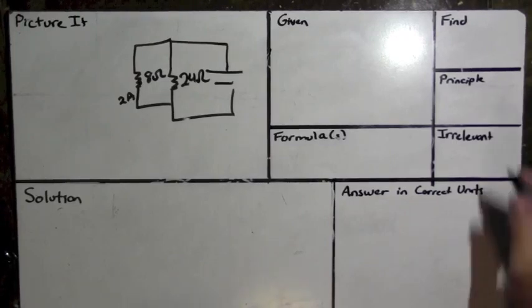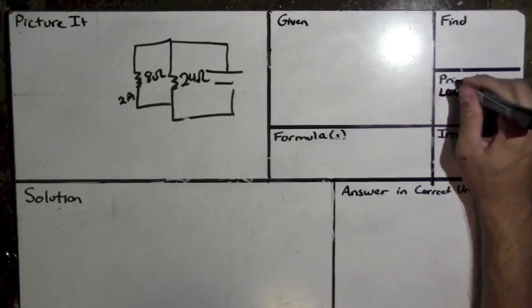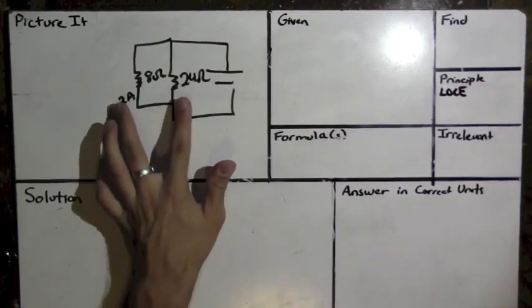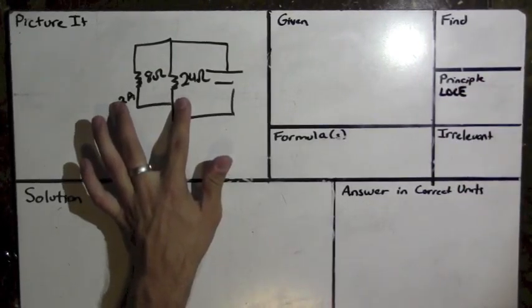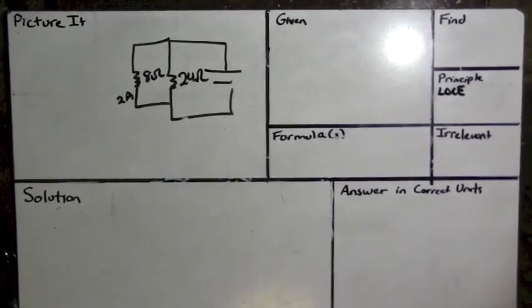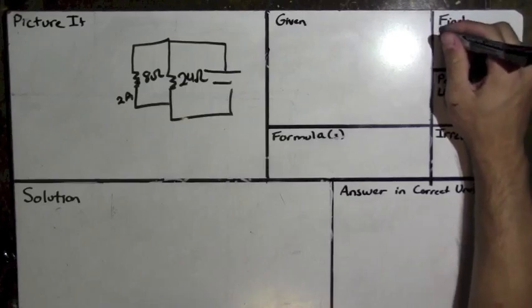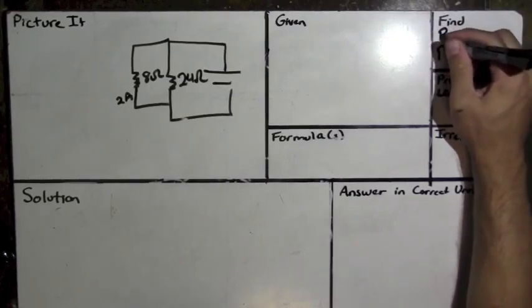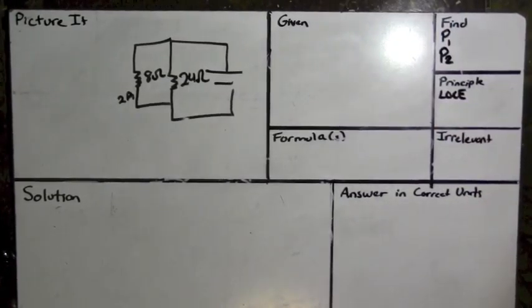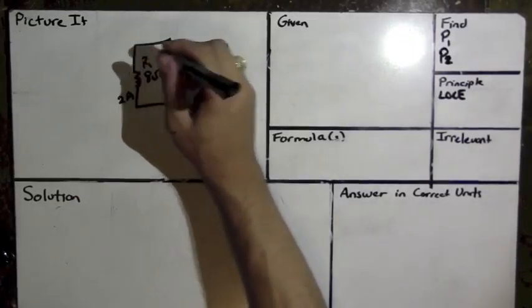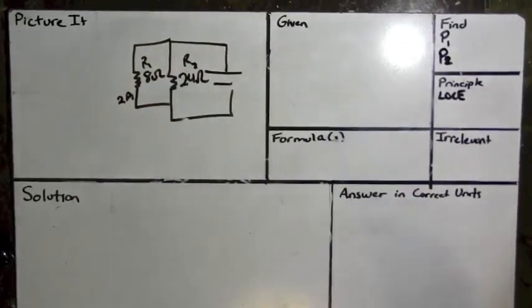Because of the law of conservation of energy, if we can figure out the power dissipated by each of these individual resistors, that's going to be the total power that's dissipated by the circuit. So we're trying to figure out the power of the first resistor and the power of the second resistor. I'm going to call this R1. I'm going to call this R2.